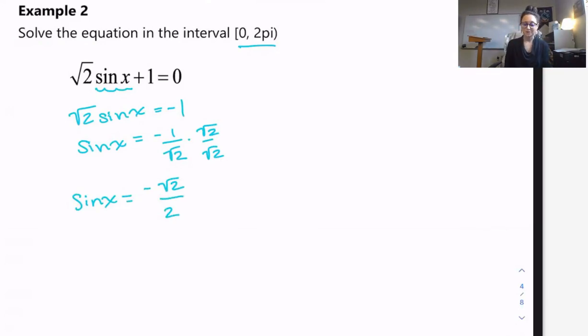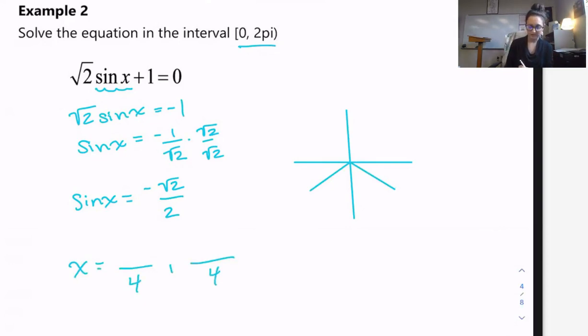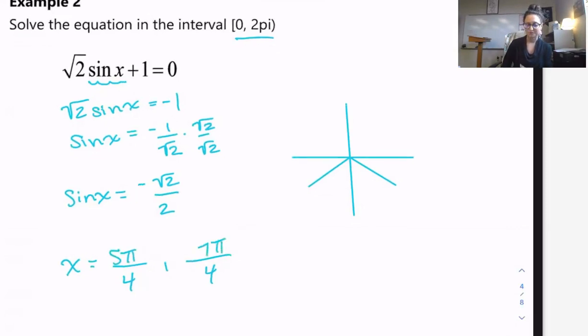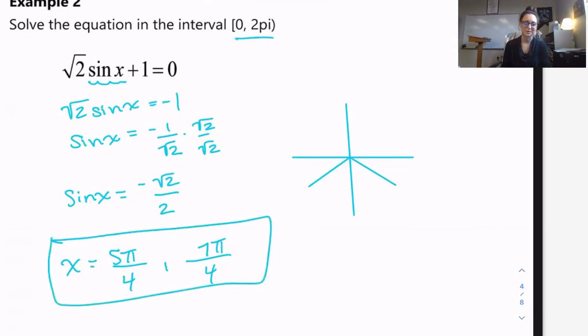What two quadrants is sine negative in? Sine is negative in quadrants 3 and 4. Am I closer to the x-axis, the y-axis, or right in between? Right in between, so that's square root of 2 over 2. If I'm right in between, my denominator should be 4 for both. In quadrant 3, my numerator should be 1 more than my denominator, and in quadrant 4, my numerator should be 1 less than twice the denominator. So final answer, 5 pi over 4 and 7 pi over 4.